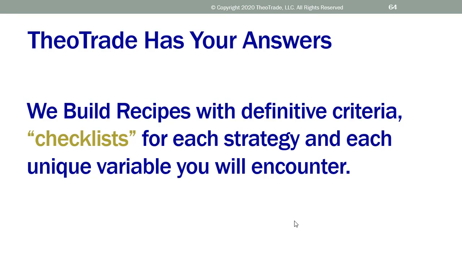We build recipes with definitive criteria. We build checklists. I call it a checklist, but it's for each unique strategy. A risk twist spread is completely different than a VIX volatility spread, which is completely different from an in-out spread. They don't even share common logic between them. But it's going to also encounter each unique variable, and it's going to cover it.